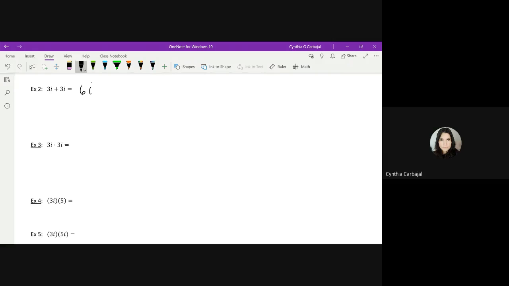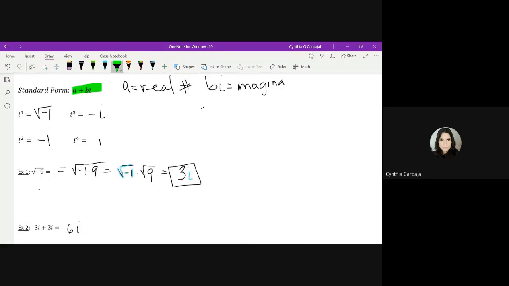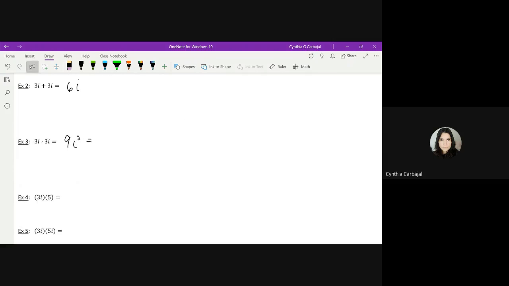Right, example 3. In example 3, we're actually multiplying. So you multiply the number times the number. So that's going to be 9. And then i times i is going to be i to the power of 2, or i squared. Now, when we have i squared, we go back up here and remember that i squared equals -1. So this is the same as 9 times -1, which is -9.